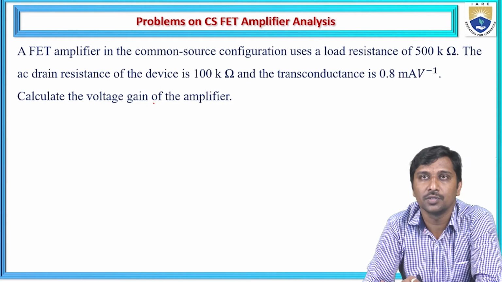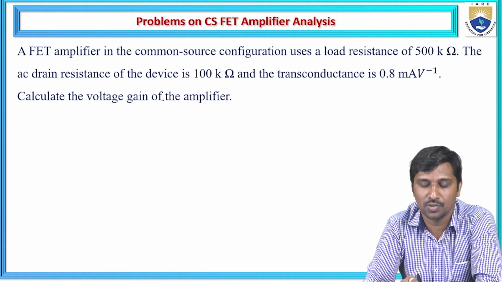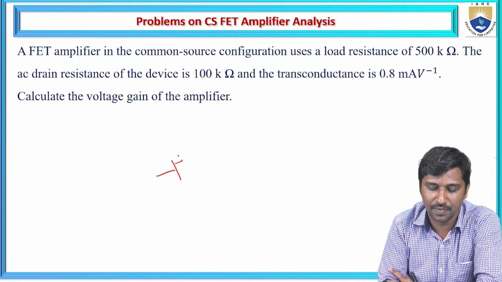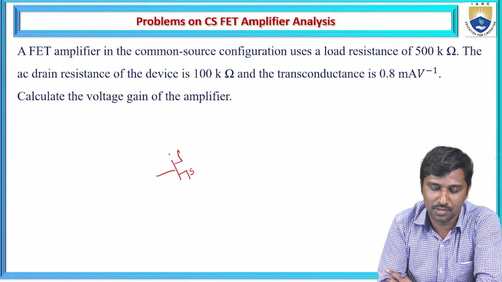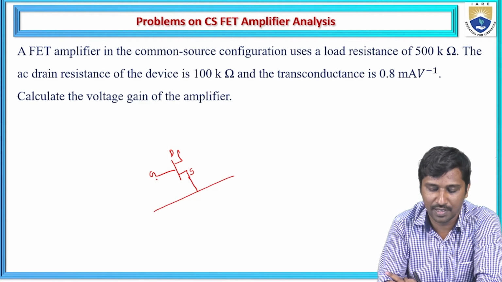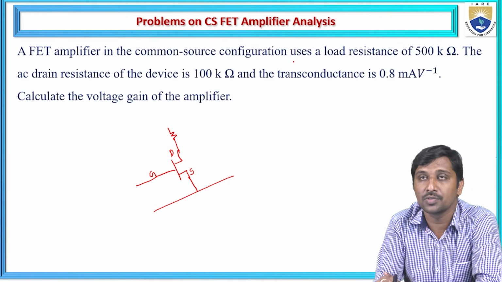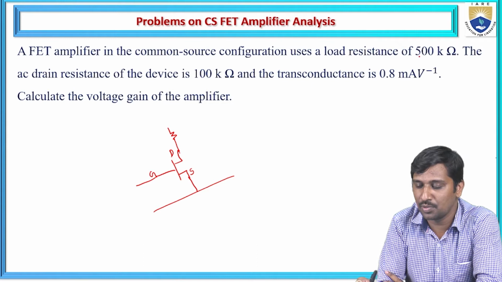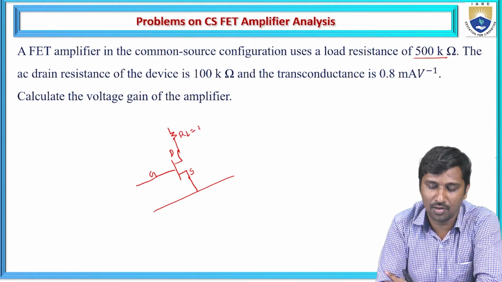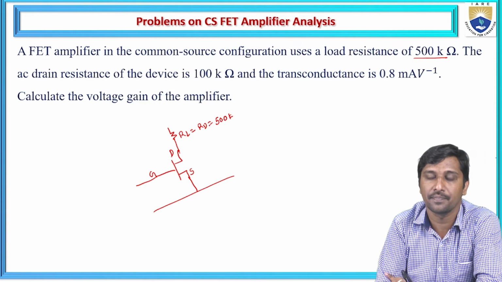So this problem uses the common source configuration. Let us take the JFET, and this is the source and the drain, this is the gate. So it uses a common source configuration, meaning externally a load resistance is connected. This common source configuration uses a load resistance of 500 kilo ohms. You can write this is RL or capital RD, that is represented as 500 kilo ohms.